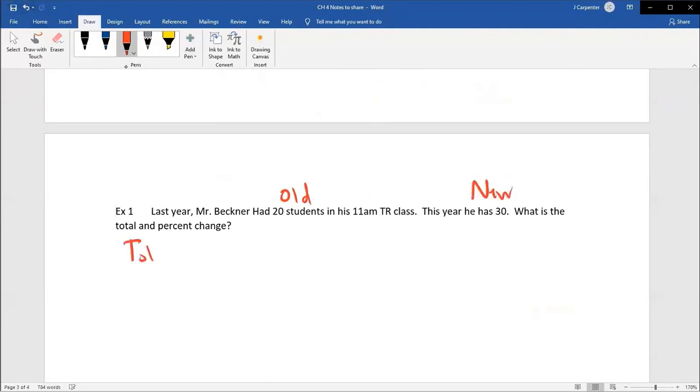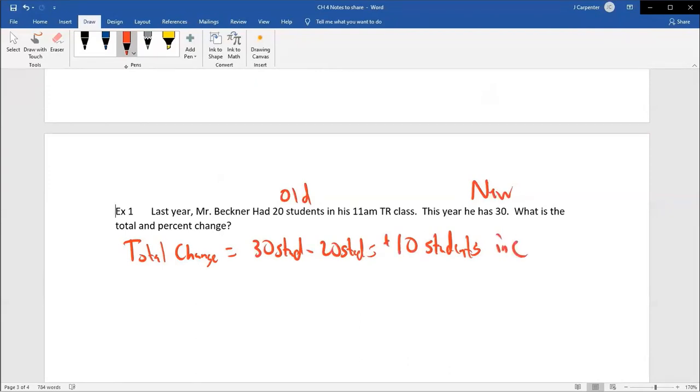So our total change, or absolute change, remember those words are, sorry for the pun, changeable. That's new minus old, not old minus new. 30 students minus 20 students, which is 10 students. Do not just write 30 minus 20. That's a horrible habit. You will not be a good quantitative reasoning student doing that. Now, that's a positive number, so it's an increase. And I think that it's obvious that it's an increase. We went from 20 to 30, it went up. So this year there are 10 more students.